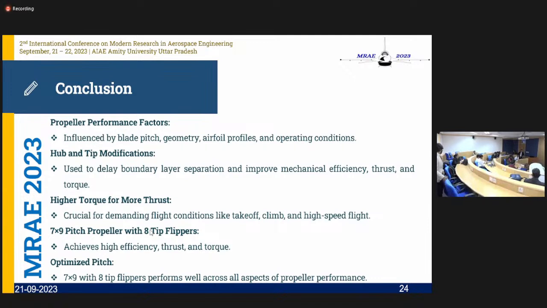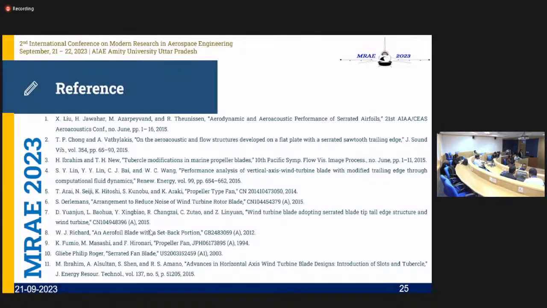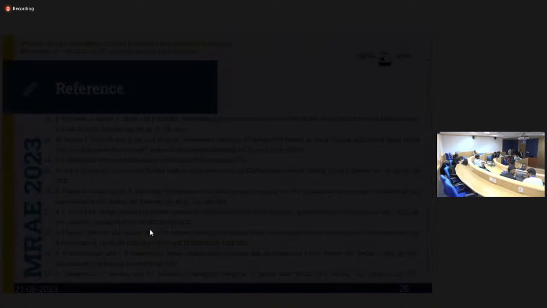And the 7x9 pitch propeller with 8 tip flippers was considered the best one, which achieves high efficiency, thrust, and torque. The optimized pitch was around 7x9 for the propeller with 8 tip flippers, and it performs well across all the aspects of propeller performance. So these are our outcomes and these are our references.